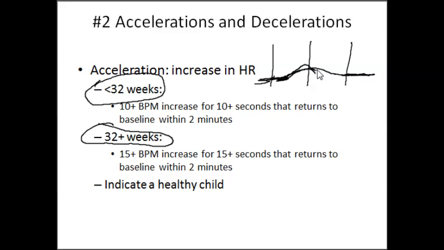So this would be technically an acceleration. We have a fetal heart rate increase, but it returns back to baseline. Now our baseline may be slightly variable, so our baseline might have changed slightly in that time, but we're going to be approximately 140. That's the definition of an acceleration prior to 32 weeks. Now the only difference after 32 weeks is going to be a greater acceleration for a little bit longer period of time, but yet still returns to baseline within 2 minutes.